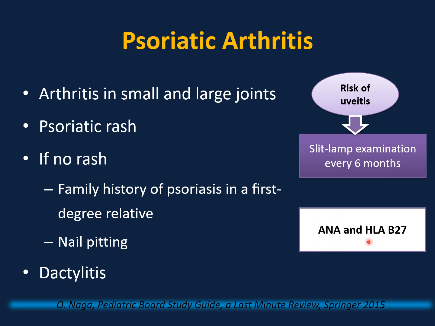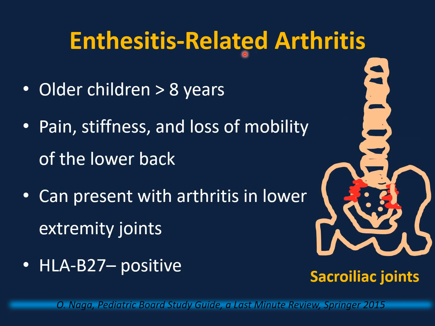Also, they may have positive HLA-B27, especially if they have inflammation of the axial skeleton or of the sacroiliac joint. Enthesitis-related arthritis means inflammation of the tendon insertion into bone. It usually affects older children, more than 8 years of age, and commonly affects the sacroiliac joint.